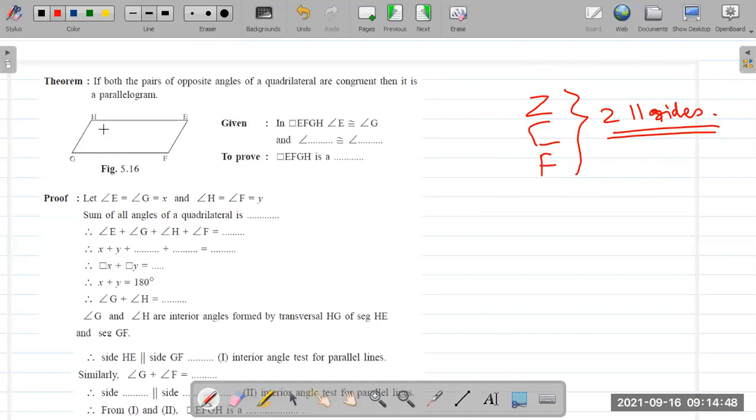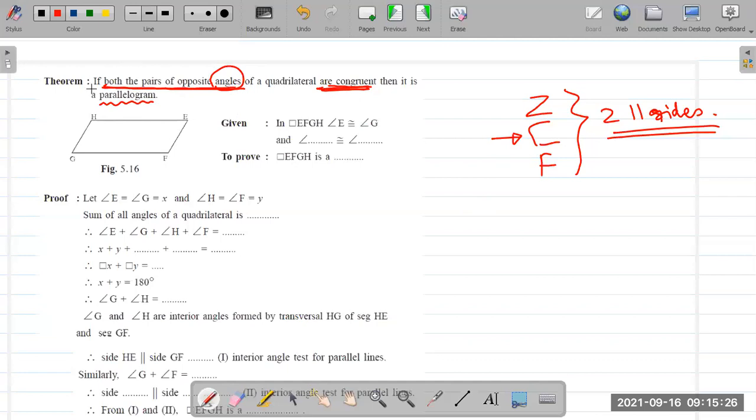Now in this case, we have to prove that this quadrilateral is a parallelogram using the angles. So for angles, we should use the interior angle property. Let us see how to use that. We are given that in this quadrilateral, both the pairs of opposite angles are congruent. Opposite pairs are congruent. This is given, and we have to prove that this is a parallelogram. Understand what is given and what is to be proved.